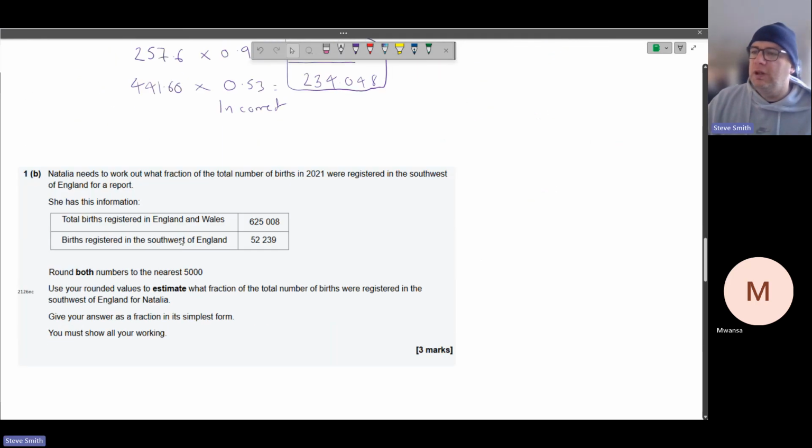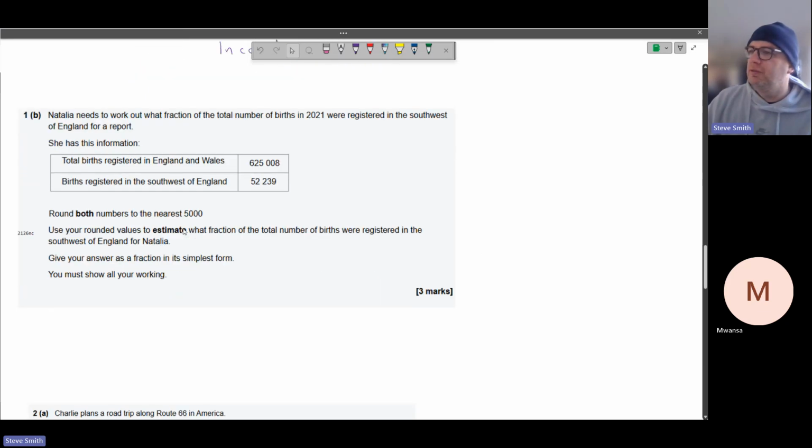Natalie needs to work out what fraction of the total number of births in 2021 were registered in the southwest of England for a report. She has this information: total births registered in the southwest. Non-calculator. Round both numbers up to the nearest 5,000. Use your rounded values to estimate what fraction of total births are registered in the southwest of England for Natalie. Give your answer as a fraction in its simplest form. So we see it's the simplest form, hence why it's going to be worth 3 marks.